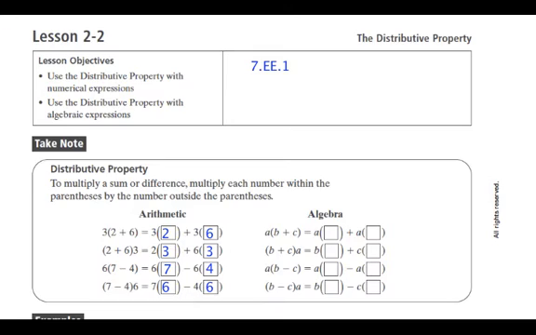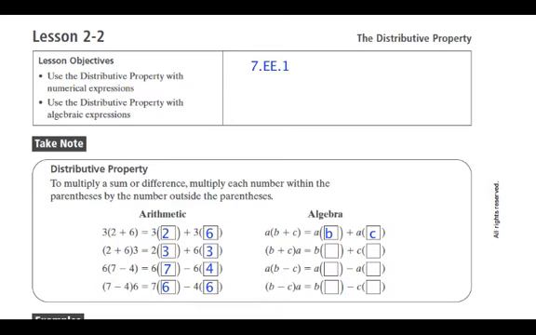Now let's do the same thing with the algebra problems. For the first one, we have a times the quantity b plus c. So distribute the a to the b and to the c. So you end up with a times b plus a times c.